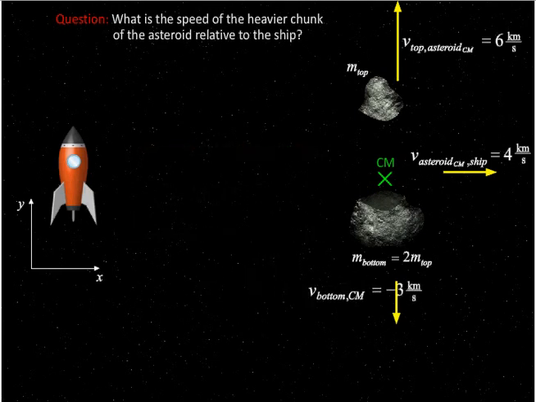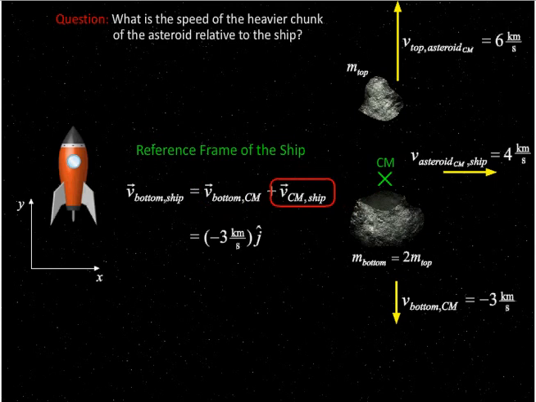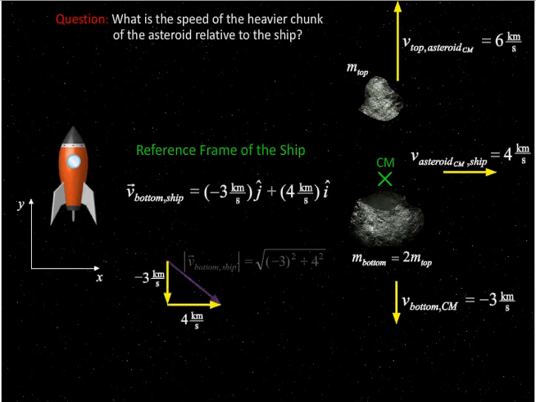The velocity of any object in the reference frame of the spaceship is equal to the velocity of that object in the center of mass reference frame plus the velocity of the center of mass in the reference frame of the ship. For the big chunk of asteroid, the velocity relative to the center of mass is 3 kilometers per second in the minus y direction, and the velocity of the center of mass relative to the ship is 4 kilometers per second in the plus x direction. We can add these vectors using the Pythagorean theorem to find that the speed of the big chunk is 5 kilometers per second in the spaceship frame.